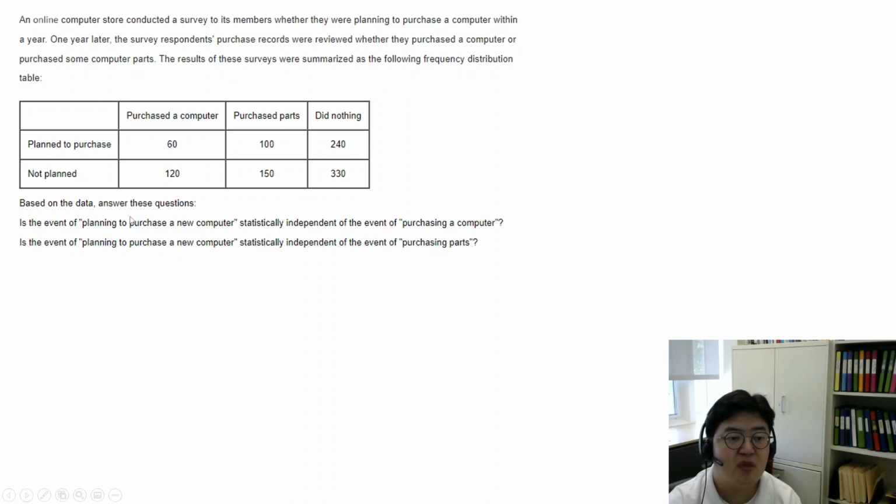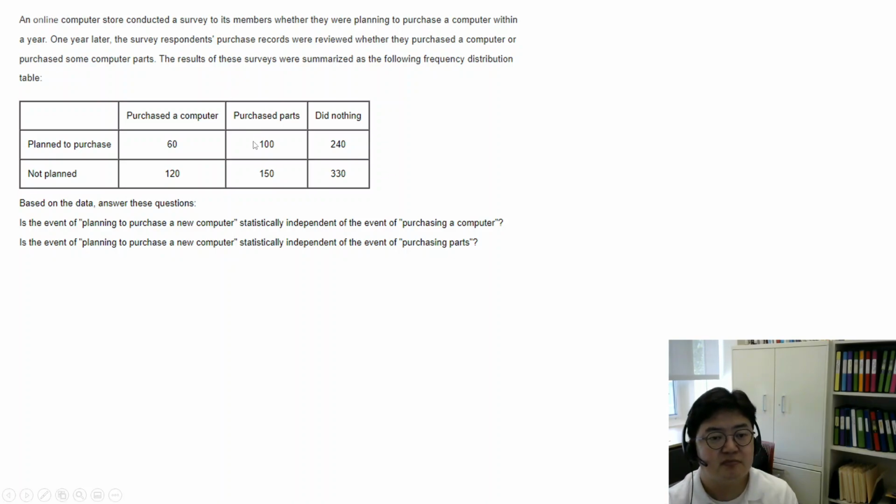We are going to check if those events are independent or not. So as a retailer, I was wondering if planning actually leads to real purchase or not. If yes, maybe we can give some discounts to those who planned. But if they are independent, purchasing is kind of random. So maybe the marketing strategy could be different depending on the independence.